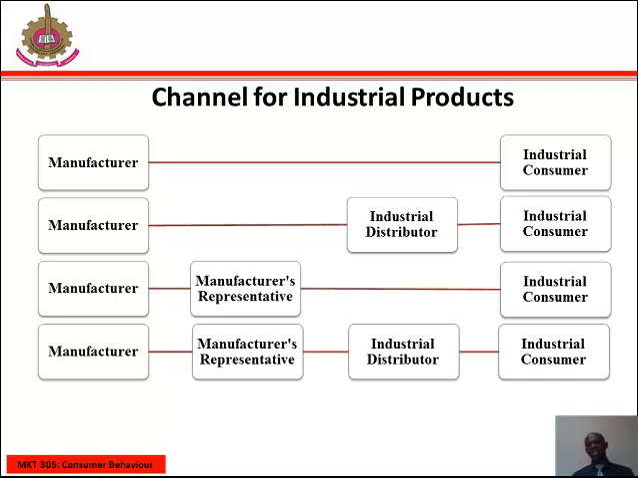The fourth channel of distribution is adopted by manufacturers who wish to have control of marketing activities for their products. However, title to the goods is given to industrial distributors who sell to industrial customers.